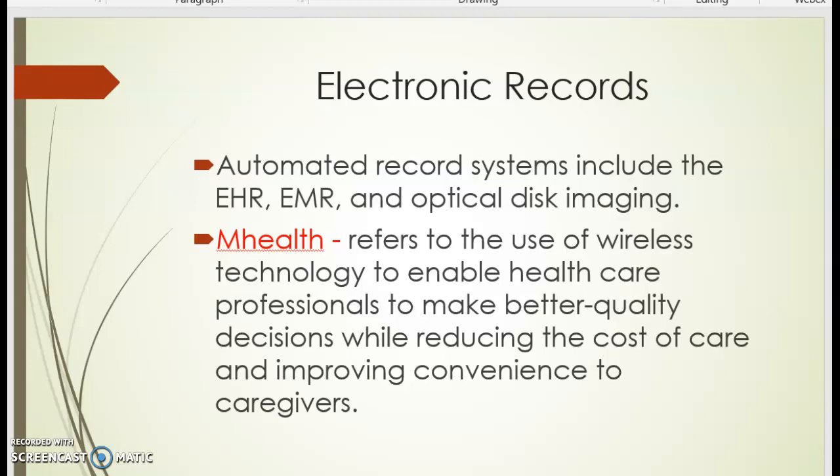There is something out there called mHealth. This refers to the use of wireless technology which enables healthcare professionals to make better quality decisions while reducing the cost of care and improving convenience to caregivers. So again, it all goes with everything being wireless. They can hook right up and document right into that medical record right away.